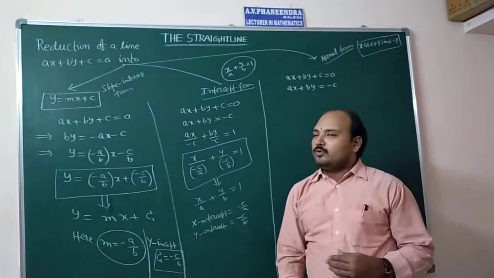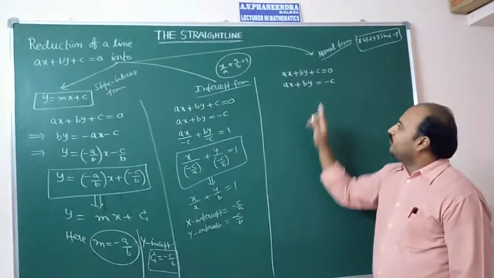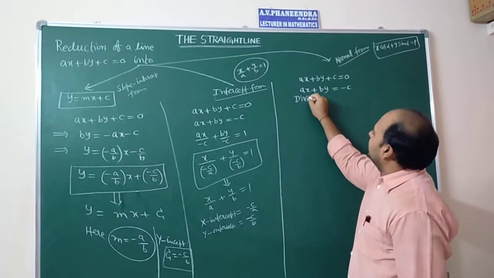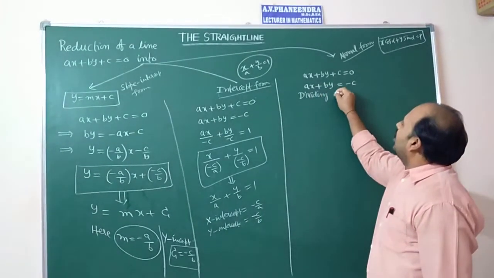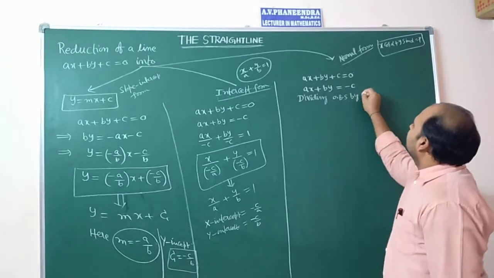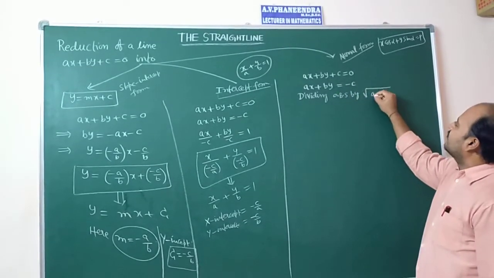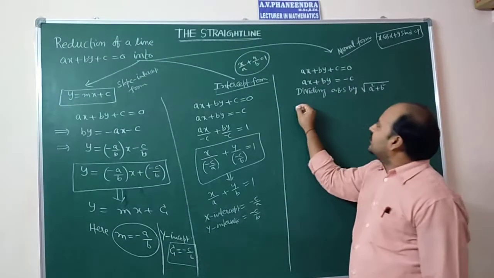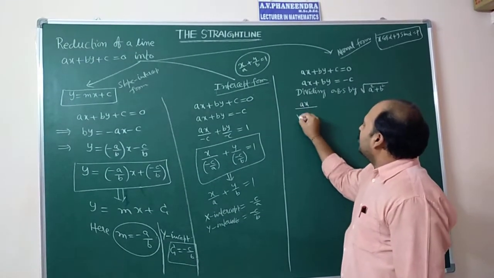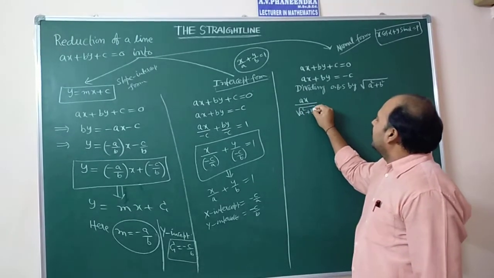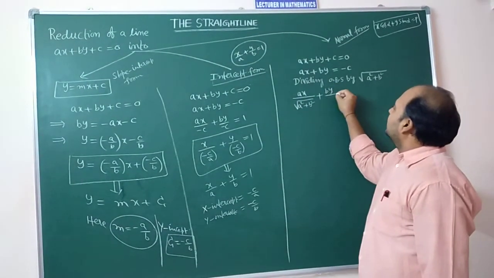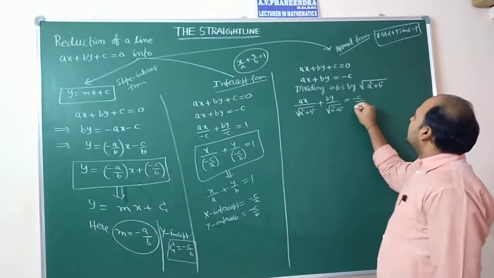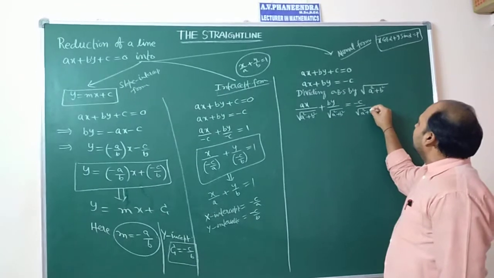To reduce into normal form, what do we have to do? This is the procedure: divide both sides by the square root of x coefficient whole square plus y coefficient whole square. So each and every term, on both sides, you have to divide by root of a square plus b square. Ax by root of a square plus b square plus by by root of a square plus b square is equal to -c by root of a square plus b square.